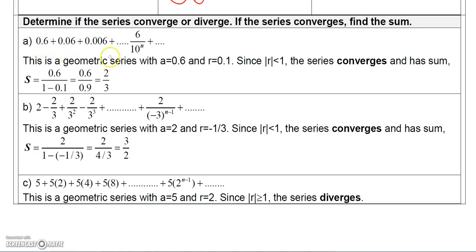Okay, so for this series, A is 0.6 and R is 0.1, because to get from 0.6 to 0.06, you multiply by 0.1, and to get from 0.06 to 0.006, you multiply by 0.1, and so forth. Well, the absolute value of 0.1 is certainly less than 1. So the series will converge to A over 1 minus R, which is 0.6 over 1 minus 0.1, which is 0.6 over 0.9, which is actually 2/3.